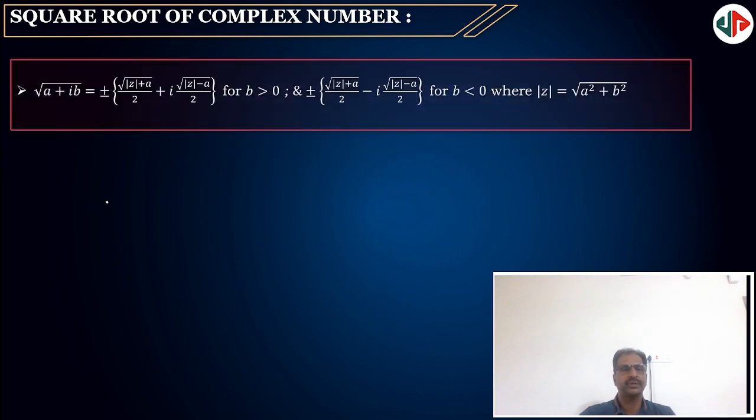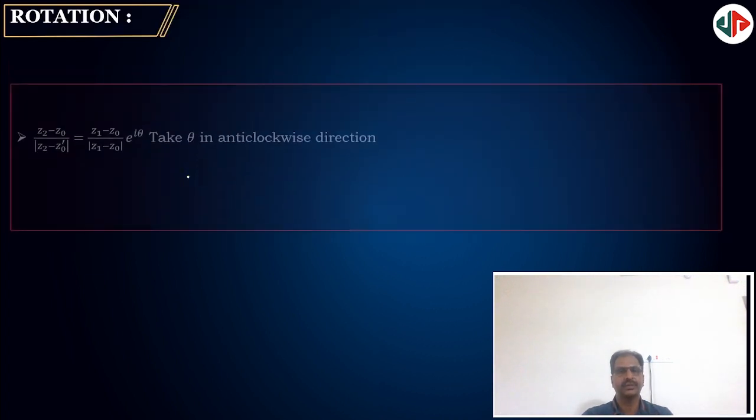Next, square root of a complex number. Remember the square root of a complex number formula like this: under root a plus ib is plus or minus root of (mod z plus a) by 2 plus i into root of (mod z minus a) by 2, where mod z is under root a square plus b square. This is for b greater than 0, when imaginary part is greater than 0. When imaginary part is less than 0, instead of plus you get minus. So this is the formula for square root of a complex number.